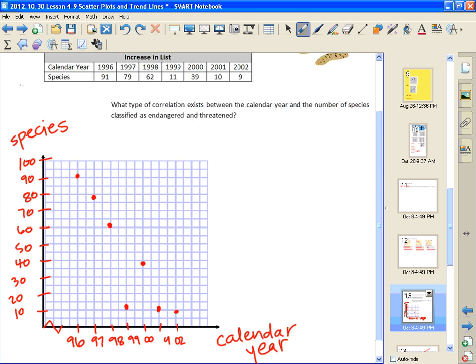Okay, so we can't say that it decreases by 4 species each year. There's not a definite number that it decreases by. But as an overall trend, what happens? It is, as a trend, decreasing. So where it says what type of correlation exists between the calendar year and the number of species classified as endangered and threatened, what would you say that correlation is? Negative, because it's decreasing. Good, so that would be your answer for that one.